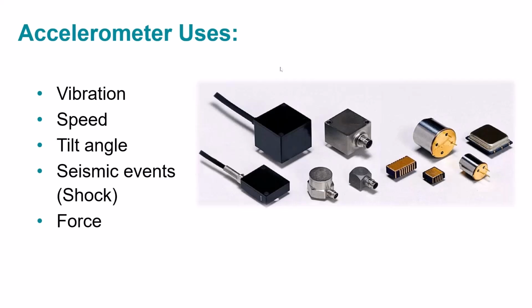One thing I want to talk about really quick is why we use accelerometers. A lot of the reasons we use accels is to measure vibration. If you have a part that's behaving poorly and you want to see what frequencies it's vibrating at, you can measure the vibration. It can be used to measure speed and tilt angle. These are actually really important in your cell phone. There's a lot of tiny accelerometers in there that'll help guide your GPS.